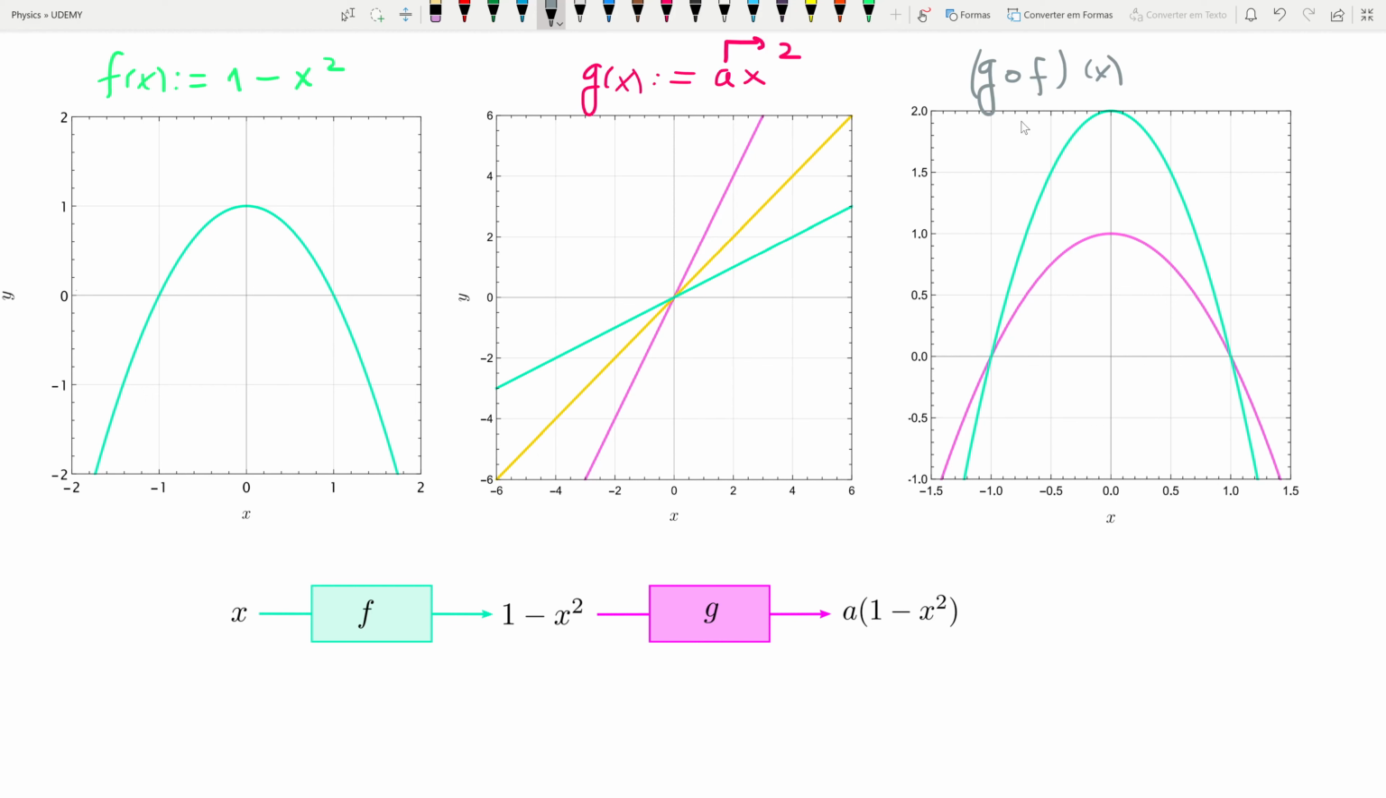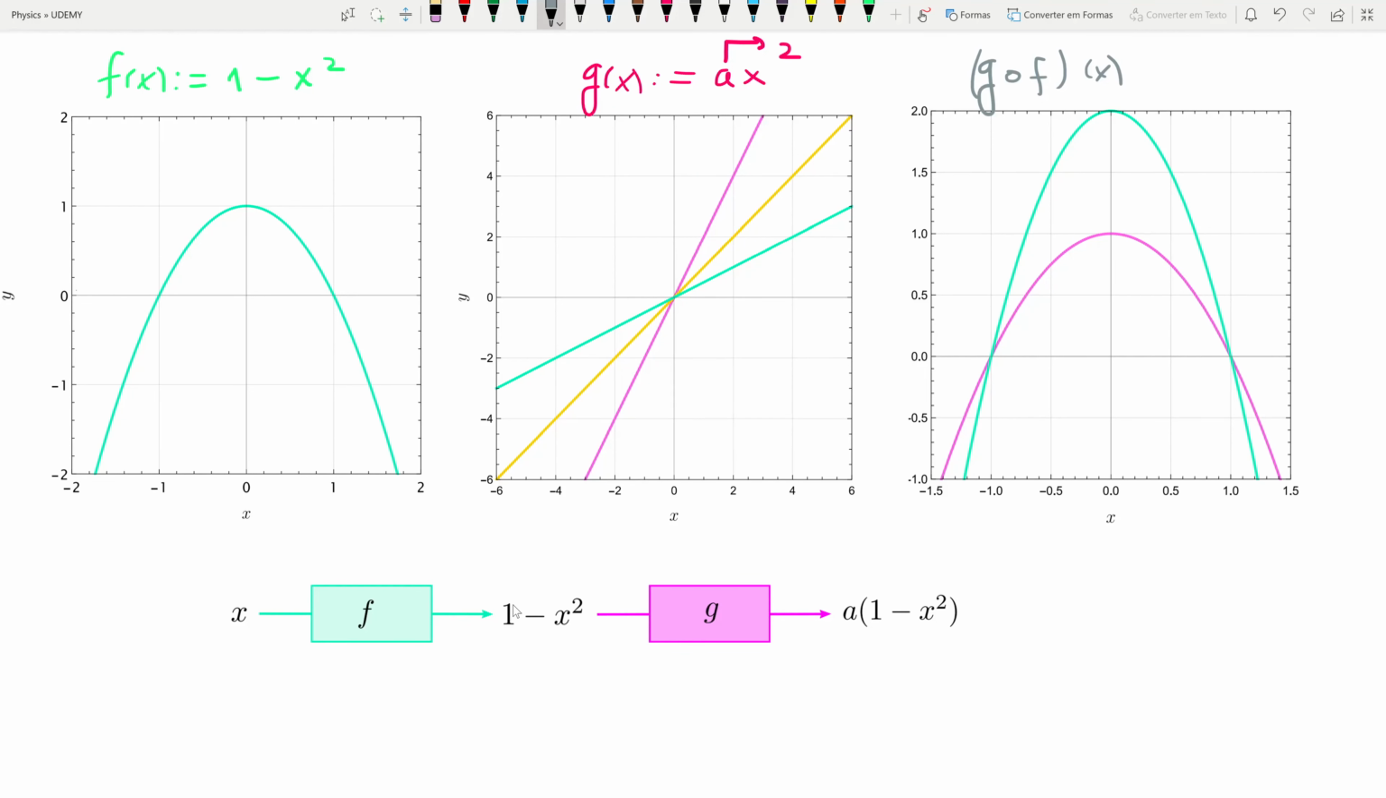So first, as it's written, f starts by acting on x, and then g acts on the answer f of x. You see this here in the diagram. So we start by x, the input of the first function, f then acts on it. So notice x lives on the horizontal axis here. f acts on it, gives us the image of x, which lives on the vertical axis here, which is 1 minus x squared, and 1 minus x squared belongs to the range of f. So it is between minus infinity up to 1.